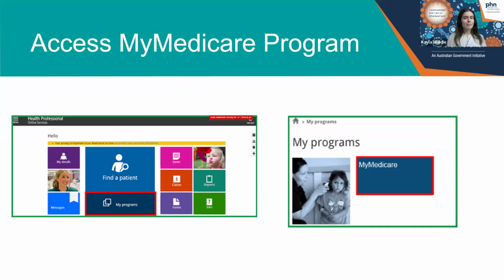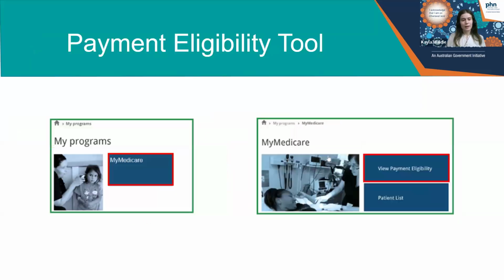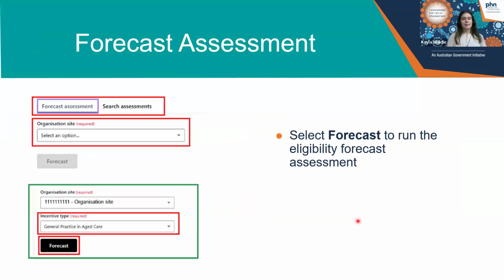So it's the same as the situation with the payment. You can either do this on behalf of the organization or just on the behalf of the individual GP. But in this example, again, I'll be doing it on behalf of the organization. So similar to before, you click on My Programs and My Medicare again. But this time we're going to click on View Payment Eligibility. And it will take us to a page like this that allows us to forecast an assessment.